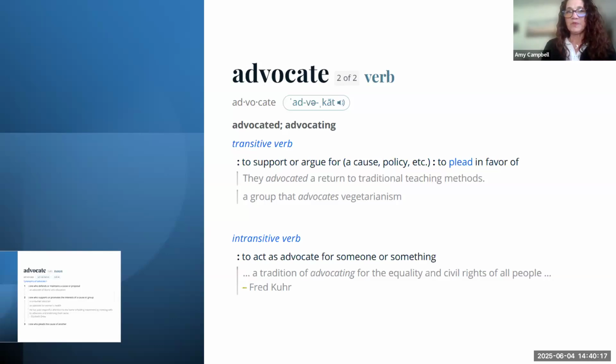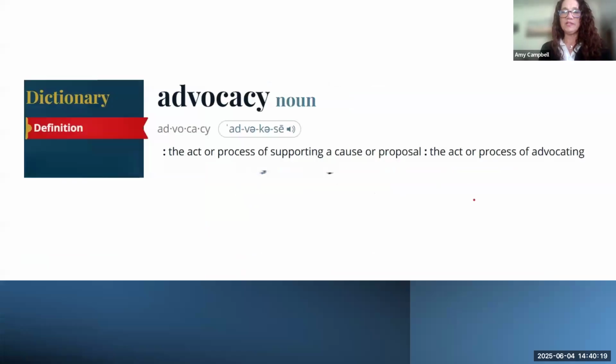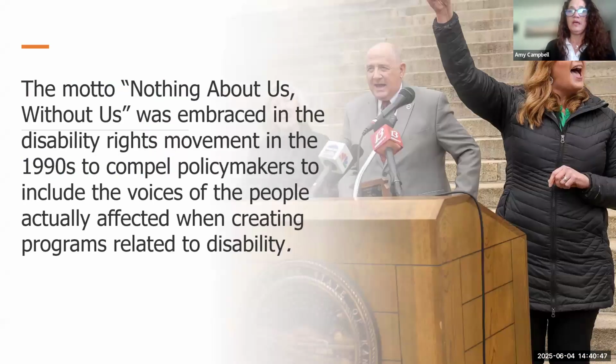I think it's really important, especially in the field that we are all interested in, that we remember that advocating can take many, many different forms. It's not always a matter of public policy. It can also just be standing up for yourself or for another individual for their needs or their rights. And then advocacy is an act. It is a process of supporting that cause or proposal.